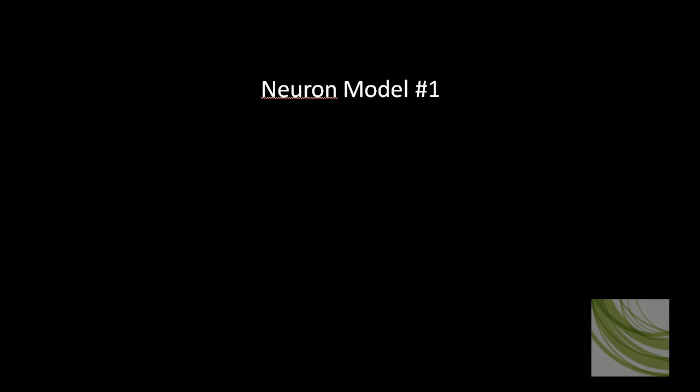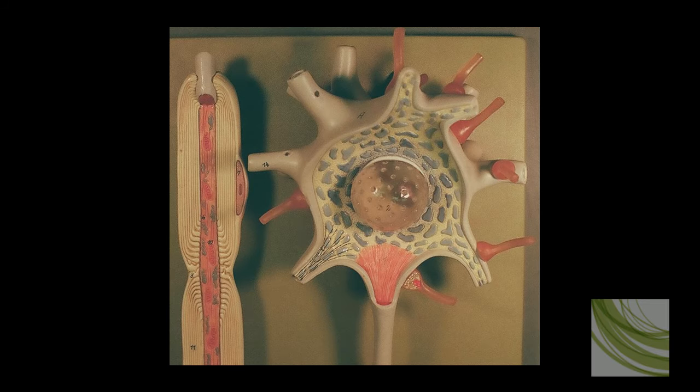I want to look at Neuron Model 1. Neuron Model 1 is a model in which the cell body or soma is separated from the axon and mounted on a green board. Here is a model of the cell soma on the right. This is also called the cell body. On the left is an extension of the axon. We're going to start by focusing here on the cell body or soma.